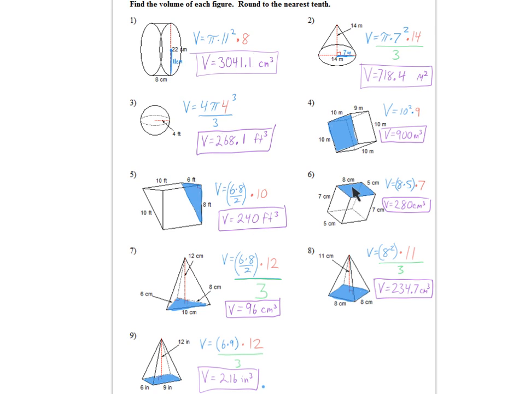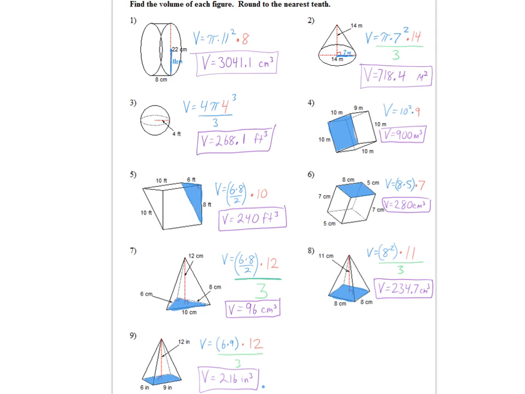Here it's a rectangular prism. So this little rectangular top is base times height. So 8 times 5 is going to be 40, times the height of the whole thing, meaning this right here would be 40, and I have 7 of those stacked on top of each other. So 40 times 7 is 280.